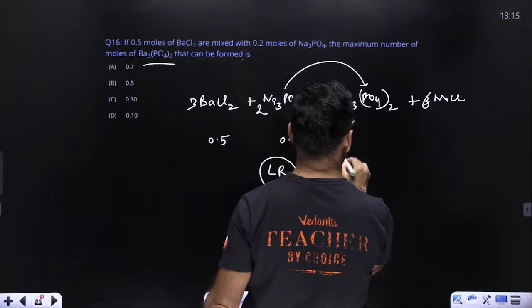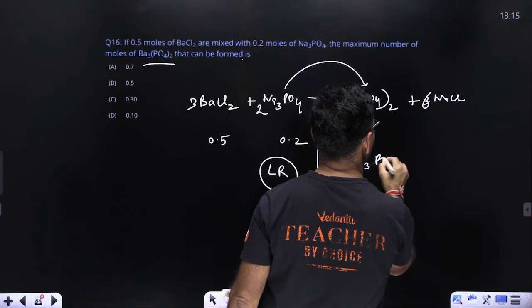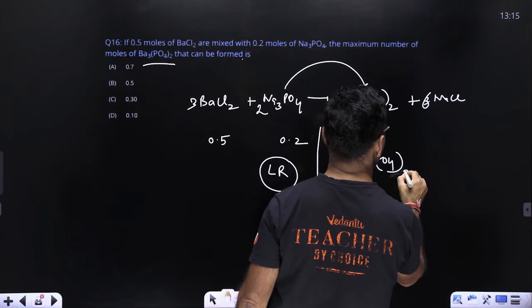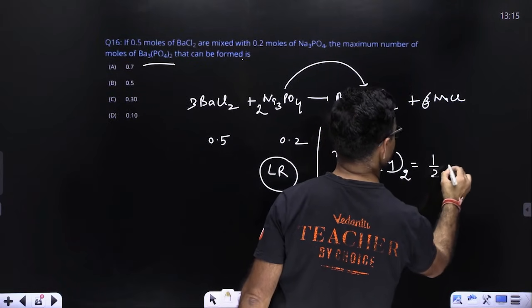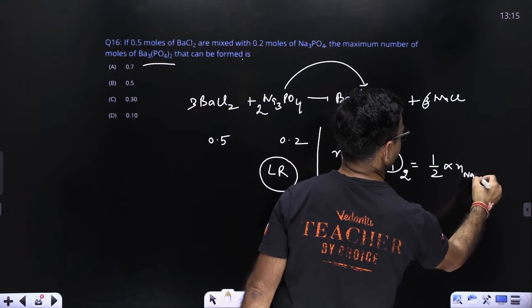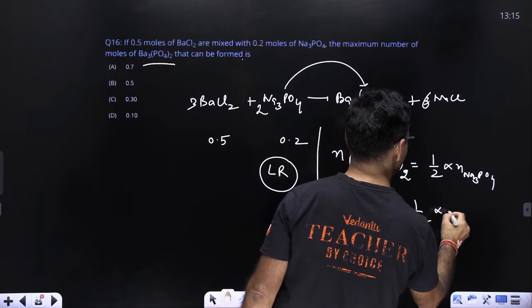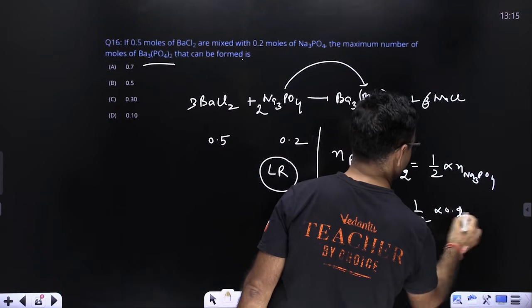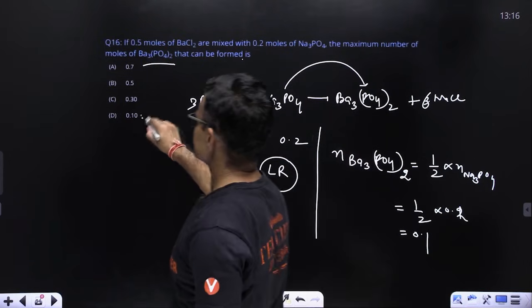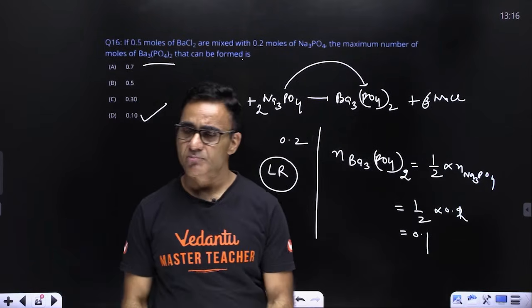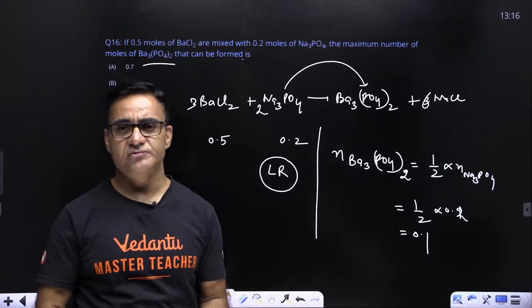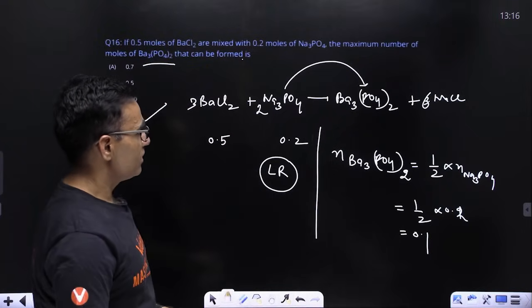So moles of Ba3(PO4)2 is equal to half the moles of Na3PO4. तो ये हो गया आपका हाफ और इसके मोल दिए हैं 0.2. So you will get your answer 0.1. Alright, 0.1 मोल मैक्सिमम 0.1 मोल बन पाएंगे बिकॉज कंप्लीट रिएक्शन दूसरे रिएजेंट का नहीं हो रहा है.